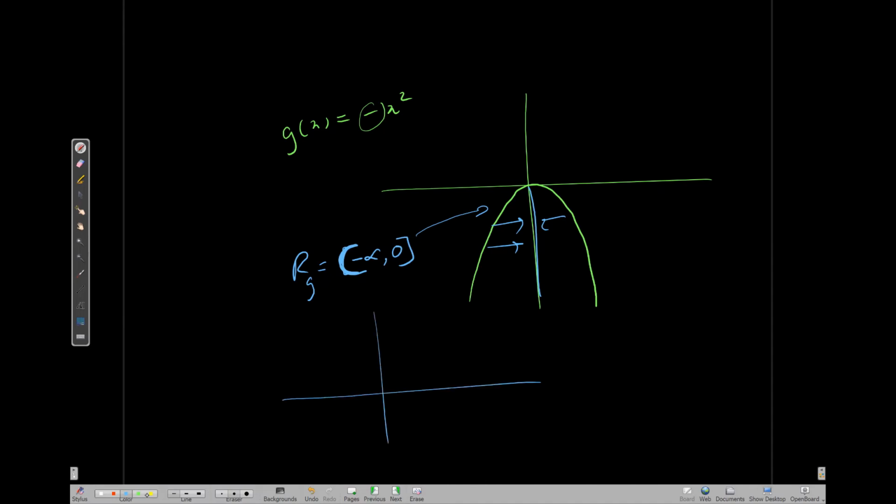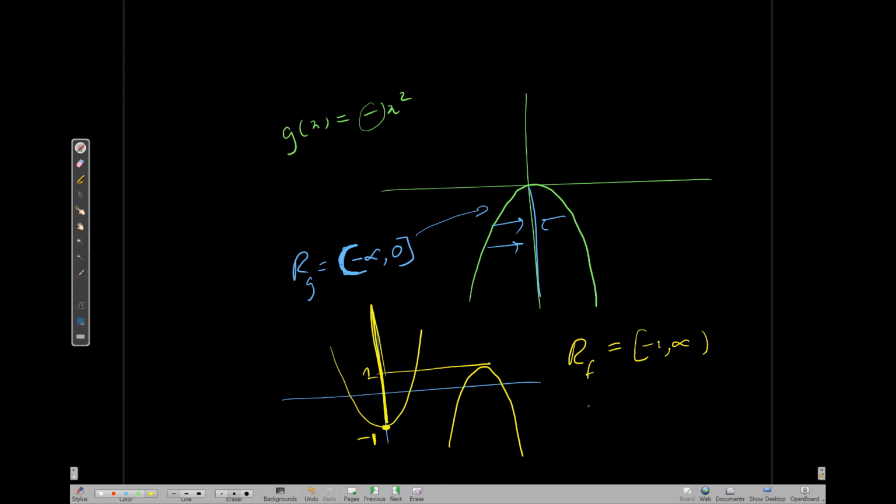And for example, if you had something like this, and let's say this point is negative 1, in that case, you cover everything upward, so the range of that guy is negative 1 to infinity, right? Or if you had something like this, and if this point is 1, then range is negative infinity all the way up to 1, right? Okay, that's the idea.